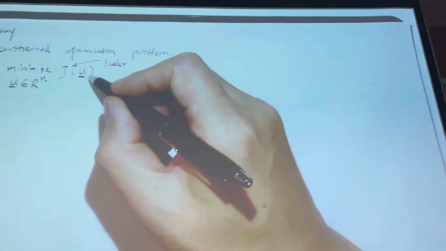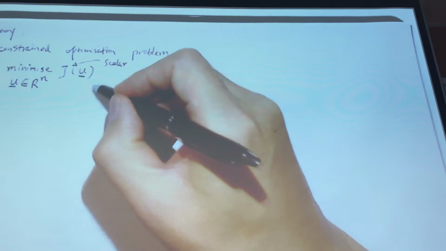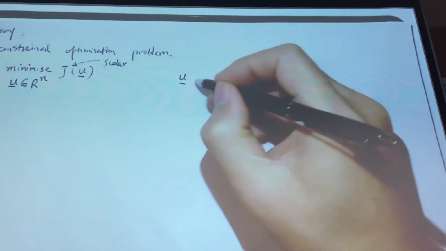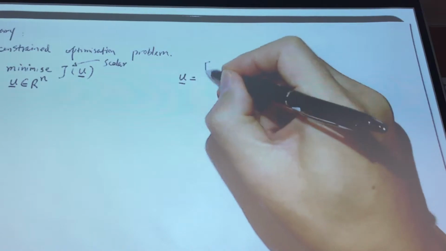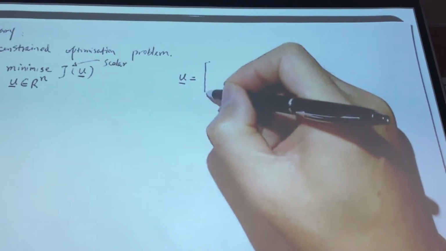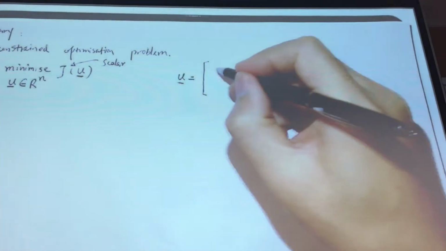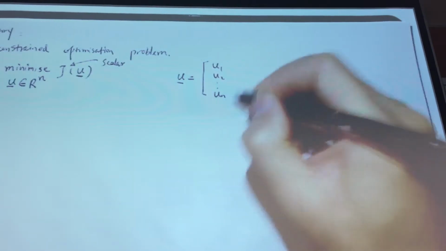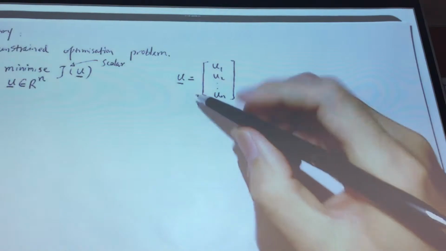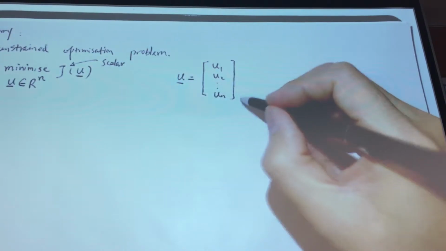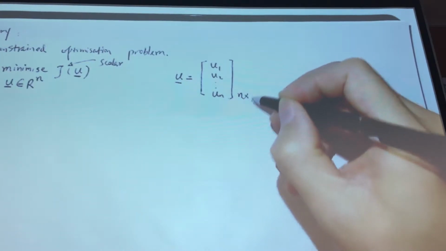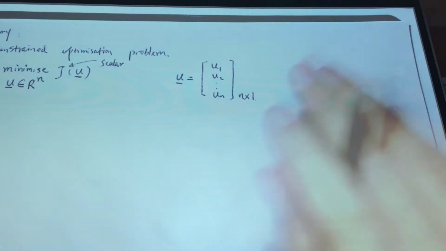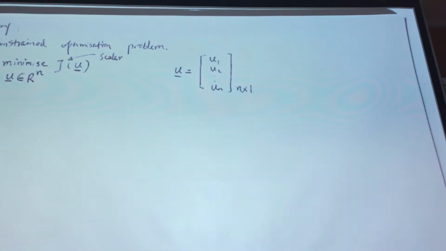For the control input, it's a vector. We typically define the control input to be a column vector. In this case, we got n inputs. So we define the control input to be a column vector with a dimension of n by 1. So these are the problem formulation.